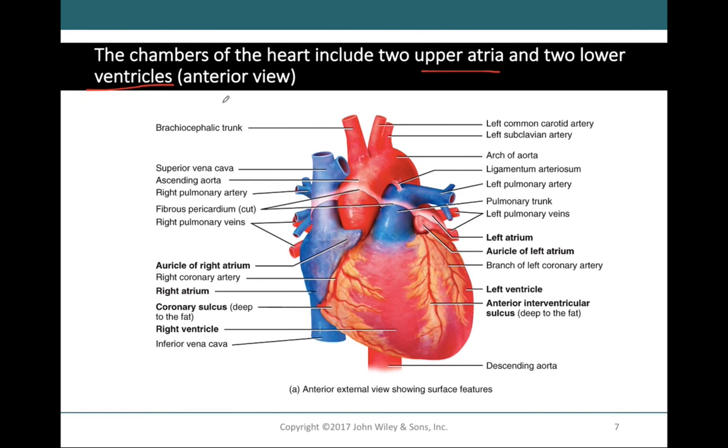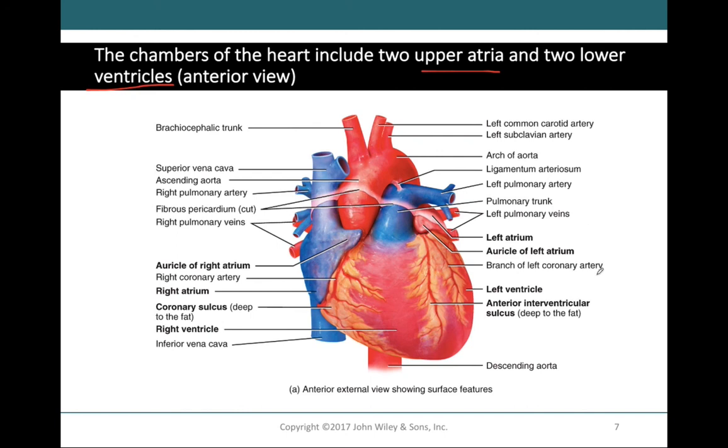Now, I know from this slide there's quite a few terms that are listed on this slide, and by the time we've made it through the entire cardiovascular system, you will know what all of these terms are. So let's start to jump into some of the major chambers of the heart and some of the other anatomical structures that are found on the heart and we'll need to identify.